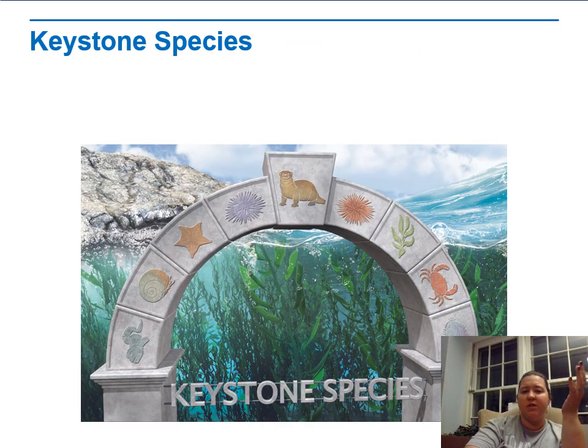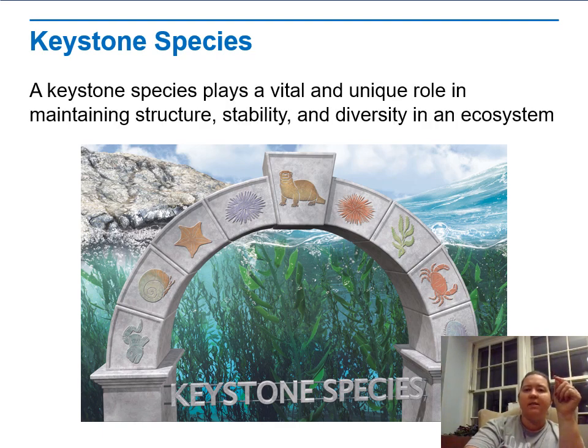A keystone species is something that's a little bit different though. Okay? A keystone species is a species that actually plays a vital and unique role. So if you look at this, it's actually kind of like Pennsylvania has that shape, because Pennsylvania is called the Keystone State. Why is it called the Keystone State? A lot of history. Go talk to your history teachers about that. But what we have here is this keystone.